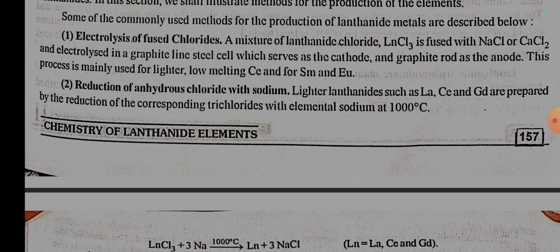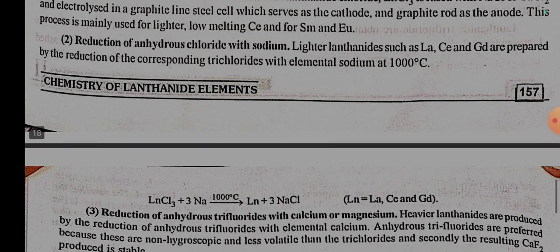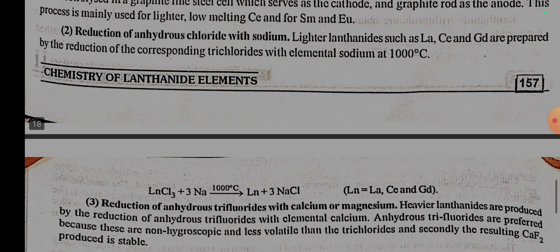A mixture of lanthanide chlorides LnCl3 is fused with NaCl or CaCl2 and electrolyzed in a graphite lined steel cell which serves as the cathode and a graphite rod as the anode. This process is mainly used for lighter, low melting Ce and for Sm and Eu.